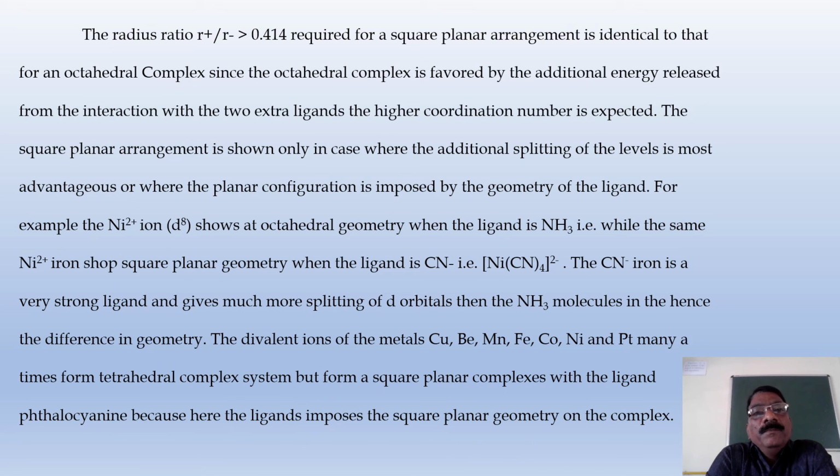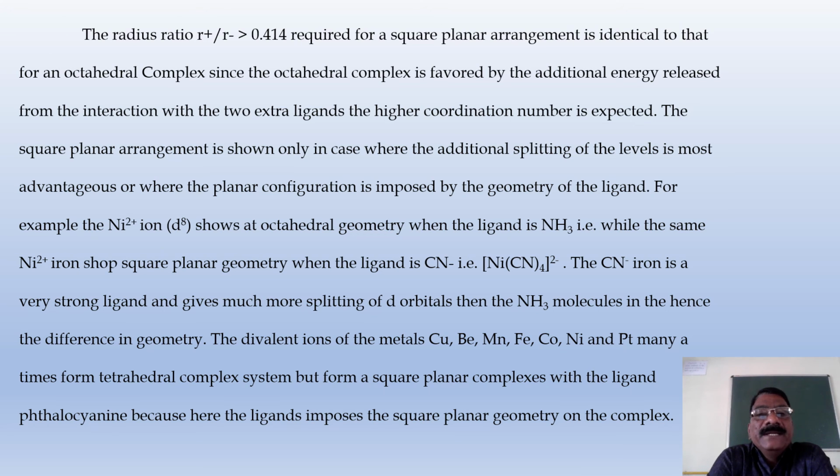The radius ratio plays an important role in the geometry of the complexes. The radius ratio, radius of cation upon radius of anion, greater than 0.414 required for the square planar arrangement, is identical to that for the octahedral complex. Since the octahedral complex is favored by the additional energy release from the interaction of the two extra ligands, the higher coordination number is expected.